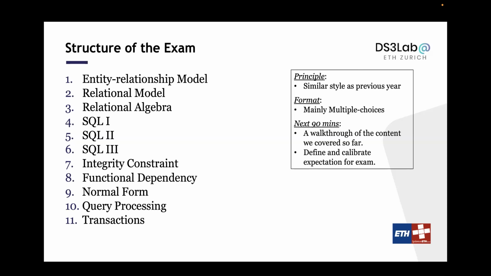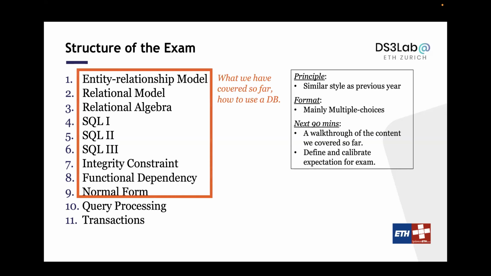So if you look at the previous years, this is one example structure. Essentially, there's a whole bunch of kinds of questions that we could have. Usually, there are two different components in the exam. The first component, from previous year, from question 1 to question 9, we have already covered. They are pretty big components of the exam. They are about the entity-relationship model, relational model, relational algebra, writing SQL queries, integrity constraints, functional dependency, and the normal form.